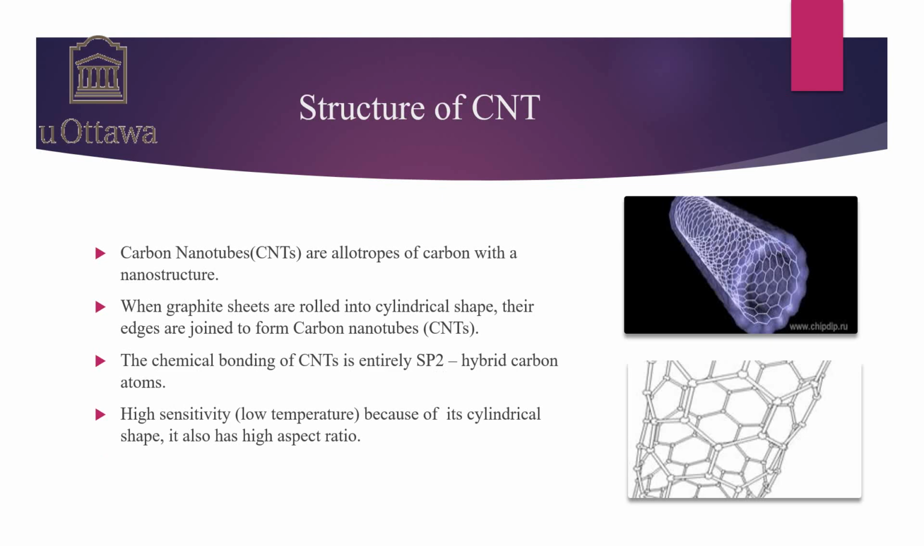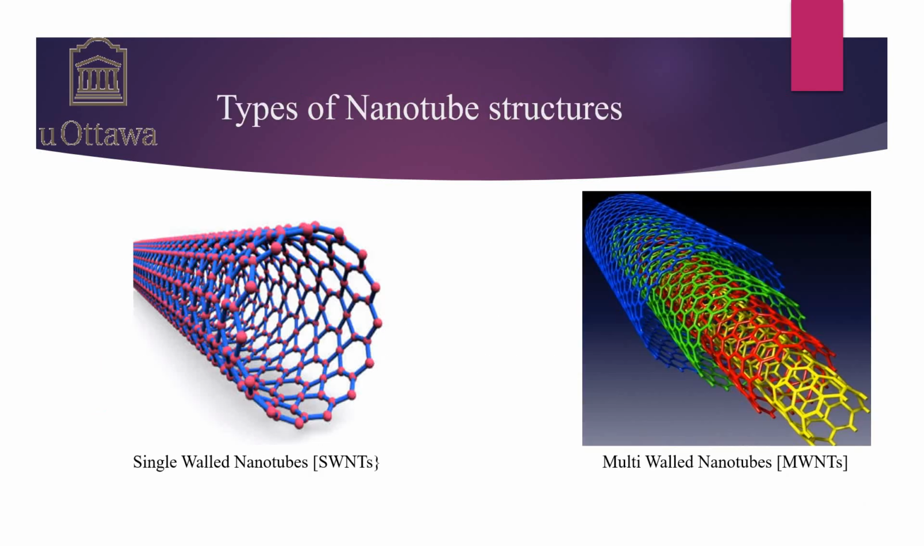The structure of carbon nanotube. Carbon nanotubes are allotropes of carbon with a nanostructure. When a graphite sheet is rolled into a cylindrical shape, its edges are joined to form CNTs. The chemical bonding of CNTs is entirely sp2 hybrid carbon atoms. These bonds are similar to graphite and stronger than the bonds in diamond and alkanes. CNTs are highly sensitive because of their cylindrical shape and high aspect ratio.